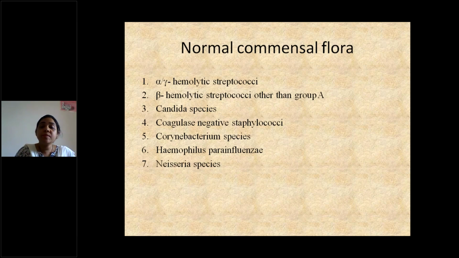Next one. Beta hemolytic streptococci other than group A. Beta hemolytic streptococci itself is further divided into so many groups. Out of that, except group A, the majority usually form normal flora of the respiratory tract. Next one is Candida species. Next, coagulase negative staphylococci. Next, Corynebacterium species. Next, Haemophilus parainfluenzae and Neisseria species.